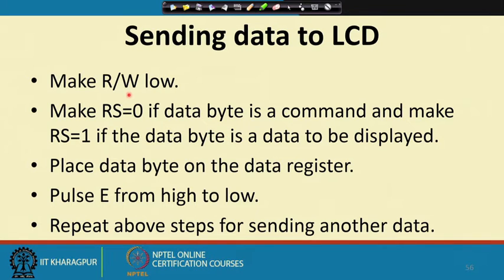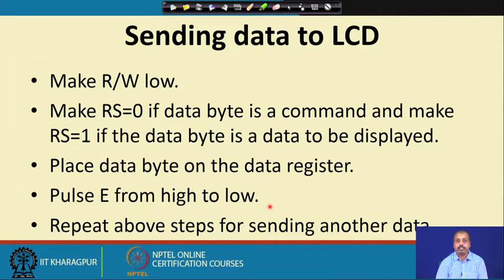So, read/write equal to low means the write is activated, so the data byte will be written either to the command register or to the data register. After that, we place the data byte on the data register and give a pulse on the E line, the enable line, from high to low. So, this E line makes a transition from high to low. As a result, the display will be enabled and the pattern that I have sent will be displayed.